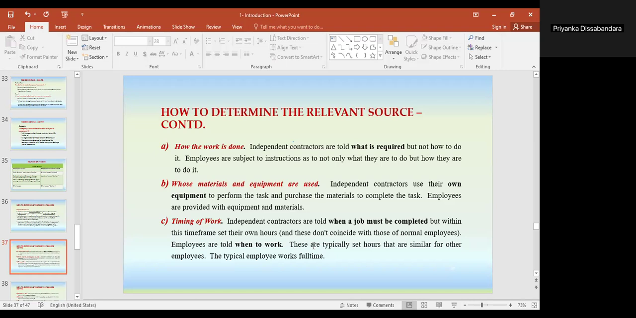So, if a person was told by some other person how to do the work, the way we have to do that work, then that person is an employee.